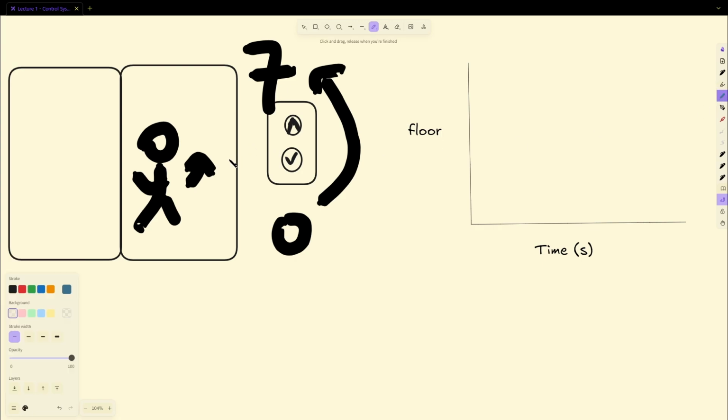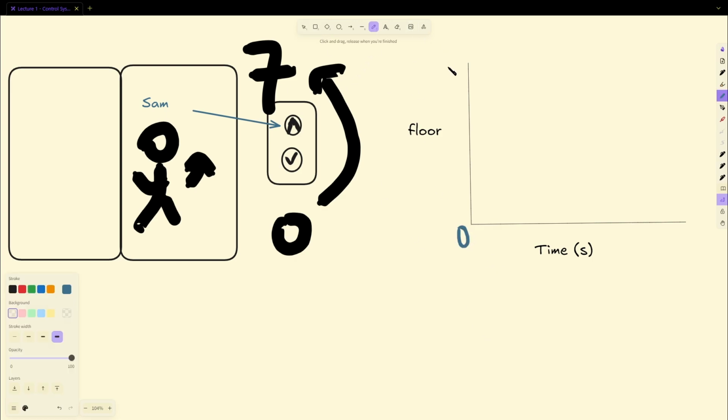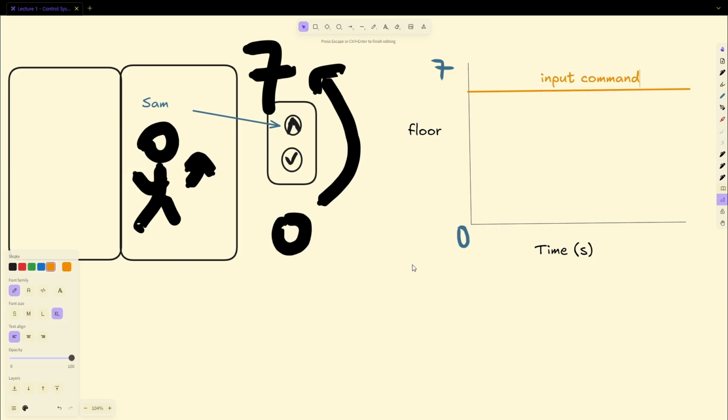Let's give this person a name. Let's call this guy Sam. When Sam clicks this up icon, he wants to go from 0 to 7, right? So he gets to have this input over here. Let's call this the input. So this input command of the 7th floor directly, right? I want to go to the 7th floor directly, okay?